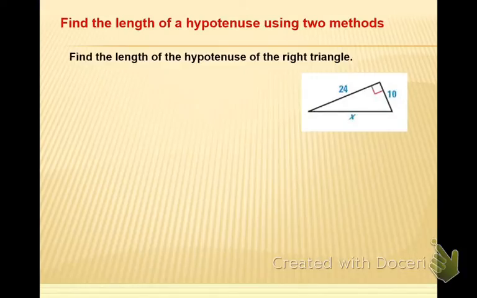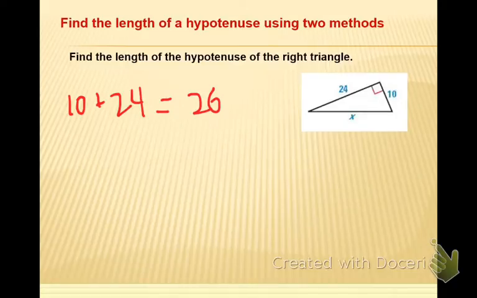So we have 10, 24, and like she said, this would have to be 26. Right? Because it's a Pythagorean multiple. 10 squared plus 24 squared equals 26 squared. Okay, what's the other way we could do it?